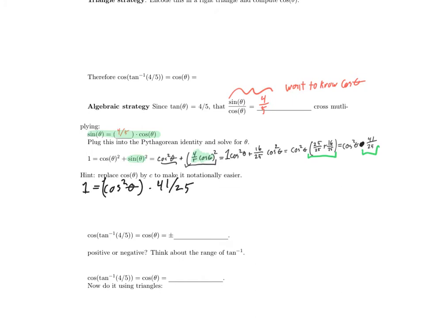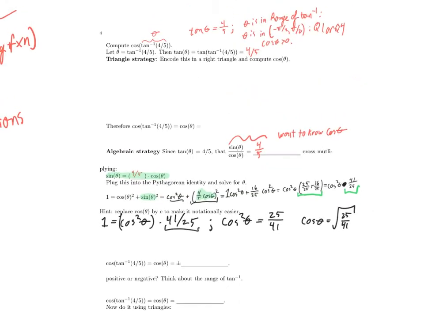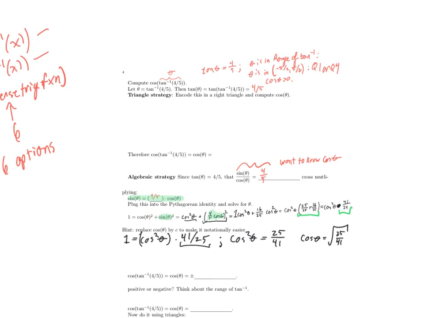So, I mean, I know how to solve this for cosine. I'll divide this over to the other side, and then I'll take a square root. So doing so gives me cosine squared of theta equals 25 over 41. So cosine theta is equal to the square root of 25 over 41. And you might be thinking, well, there should be a plus or minus there, shouldn't there? But let's just go above. This angle theta is in the range of inverse tangent, so that angle theta has to be between negative pi over 2 and pi over 2, quadrant 1 or quadrant 4. In quadrant 1 and quadrant 4, cosine is positive. So, no, there's no issue.